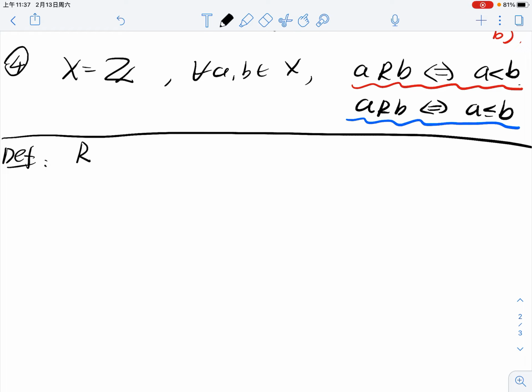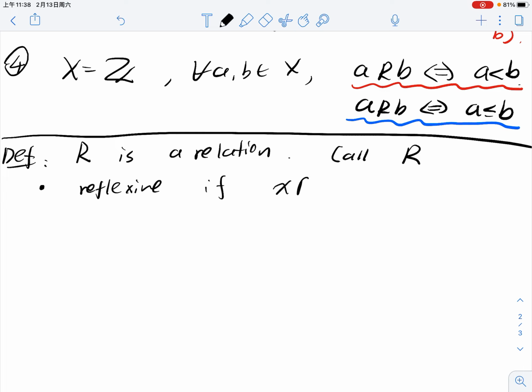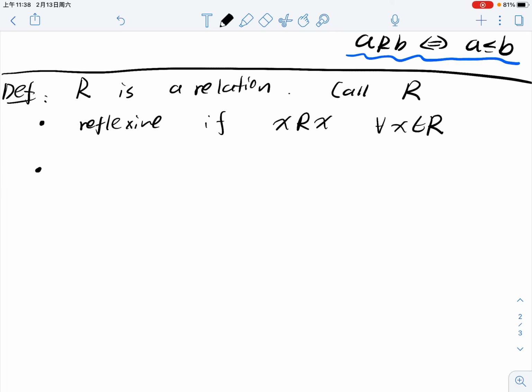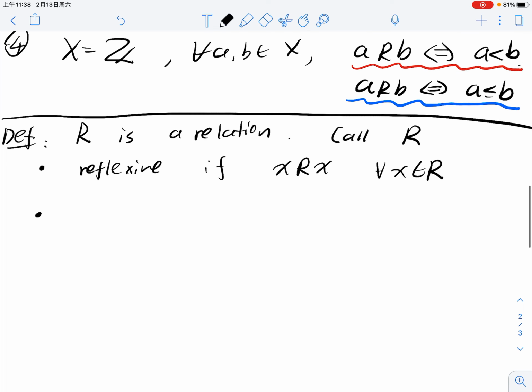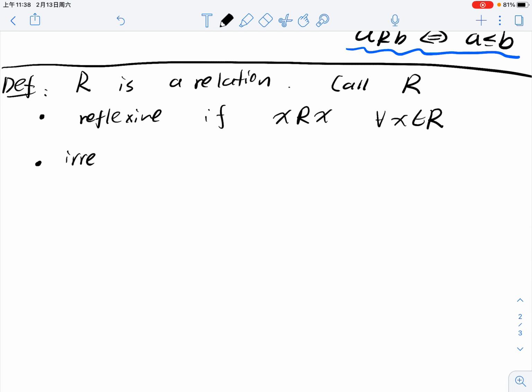special properties. So when R is a relation, we call R reflexive if xRx for all x in X. That means it always has a relation to itself. And similarly, we have irreflexive. This is not so useful. If not xRx for all x in X.